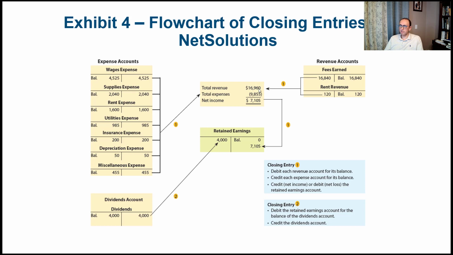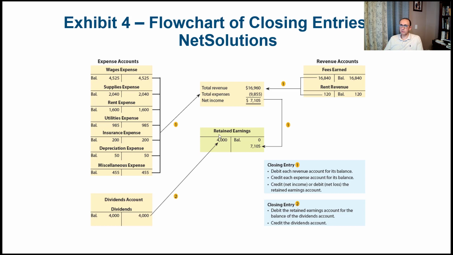As you can see, we have more revenues than expenses, so we end up having net income. This net income is what we're going to plug in the retained earnings on the credit side. If it was a net loss, we would put the value here on the debit side. Then for dividends, we had 4,000. We credited 4,000 here to close it, and we record 4,000 on the debit side. So it's a very simple process.